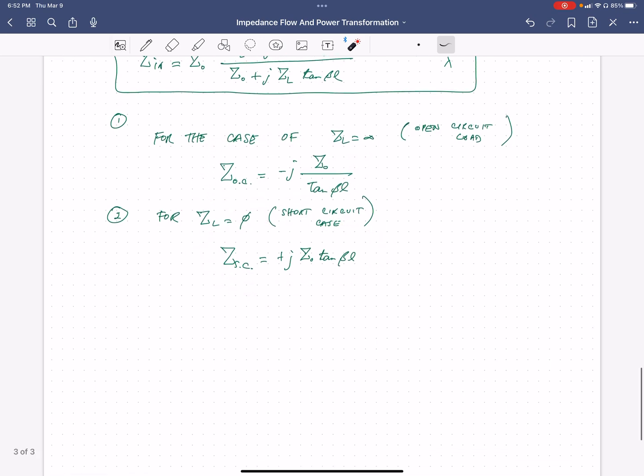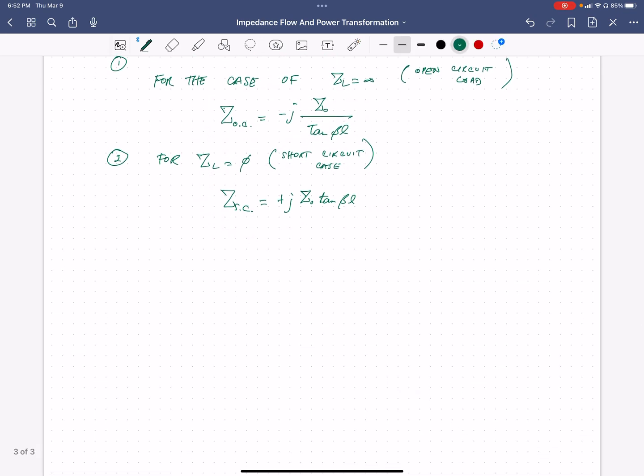And so looking at these two equations, we come up with, or well, somebody did come up with, some interesting relationships. Looking at these two, we come up with interesting observations.